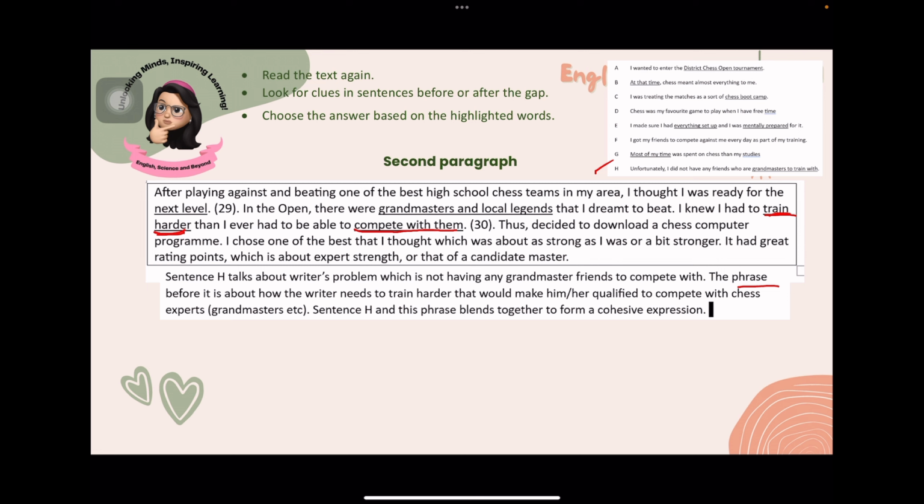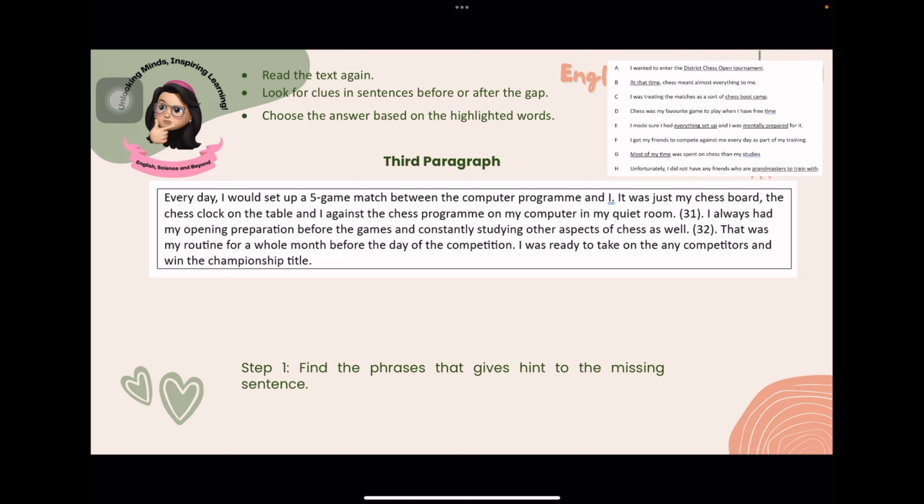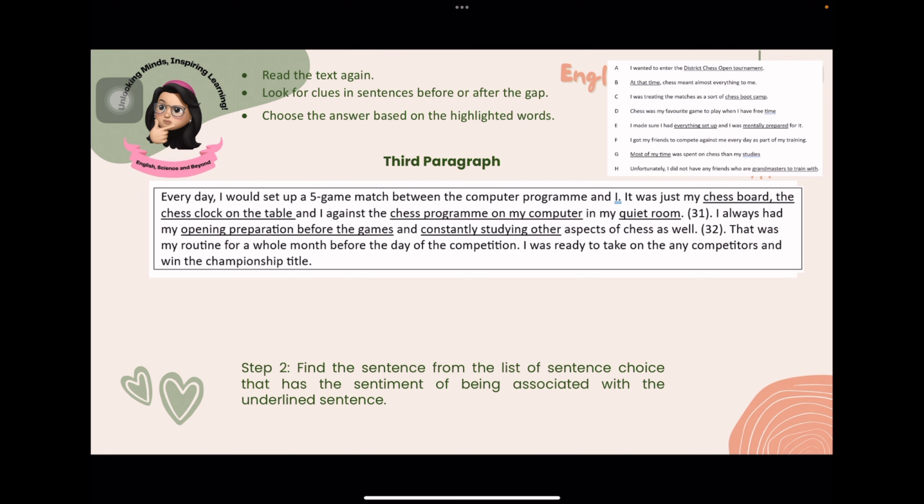This talks about how the writer needs to train harder, which would make him or her qualified to compete with chess experts, for example, grandmasters and so on. And sentence H and these clues blend together to form a cohesive expression. This is the last paragraph. So you know the drill by now. First, you have to find the phrase that gives the hint to the missing sentence, which are these underlined, and I've underlined the clues here.